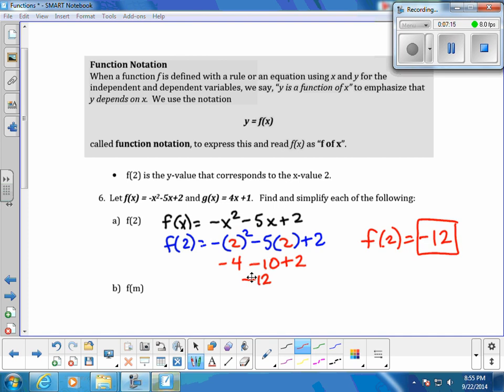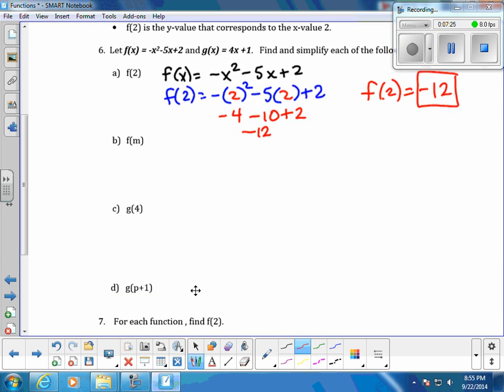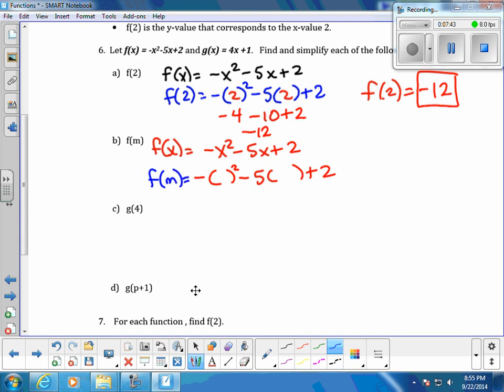Okay, so let's evaluate f at m. That means go to the f function, write it down: negative x squared minus 5x plus 2. Everywhere there's an x, put a parenthesis. And then this says substitute m everywhere you see an x. So put m. So this is going to be f of m.